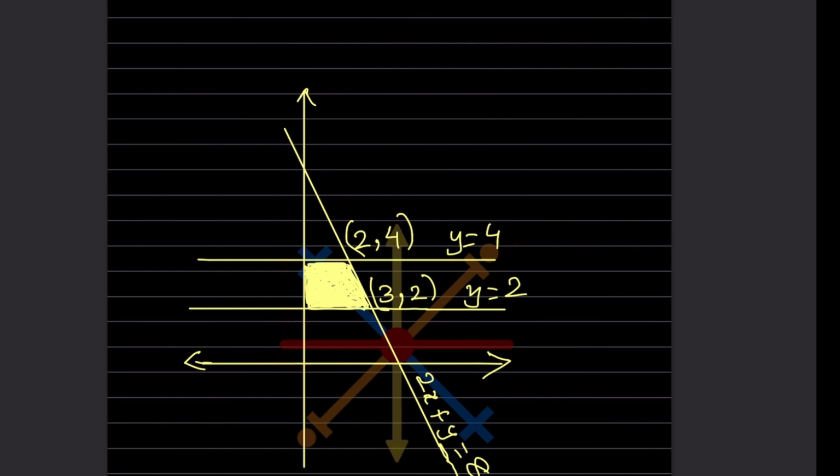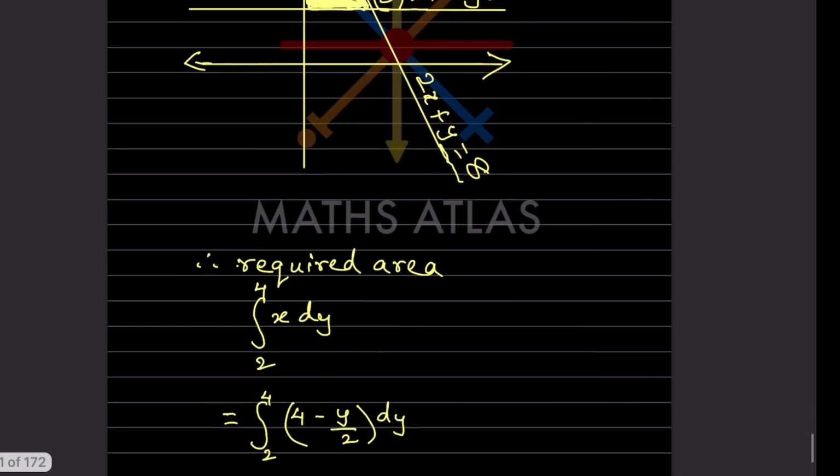So hope you got this one. Now the points were here and here, there were 2 points over here. So just draw a line over here, and this is 2x plus y is equal to 8. So this is the area which is bounded. So this is the graph of it. And now we want the area.